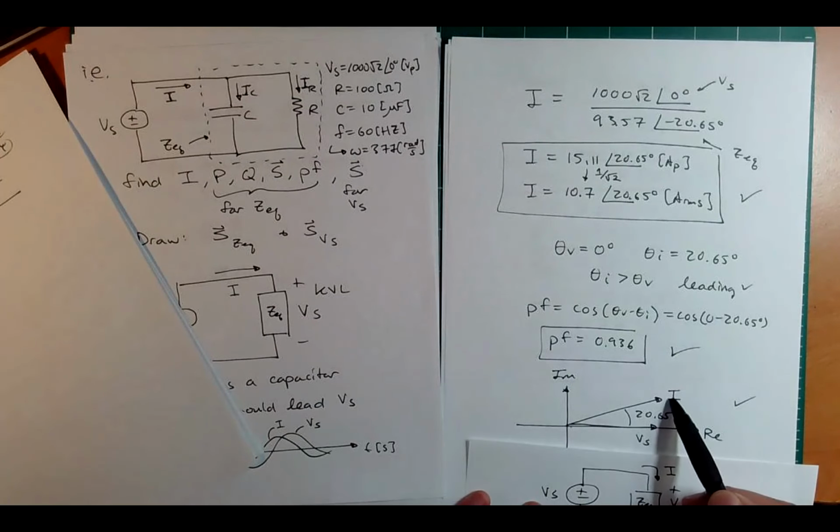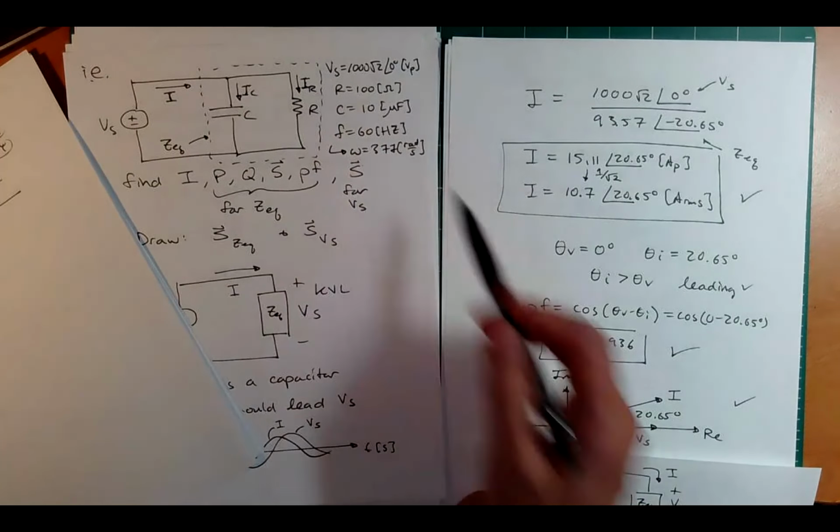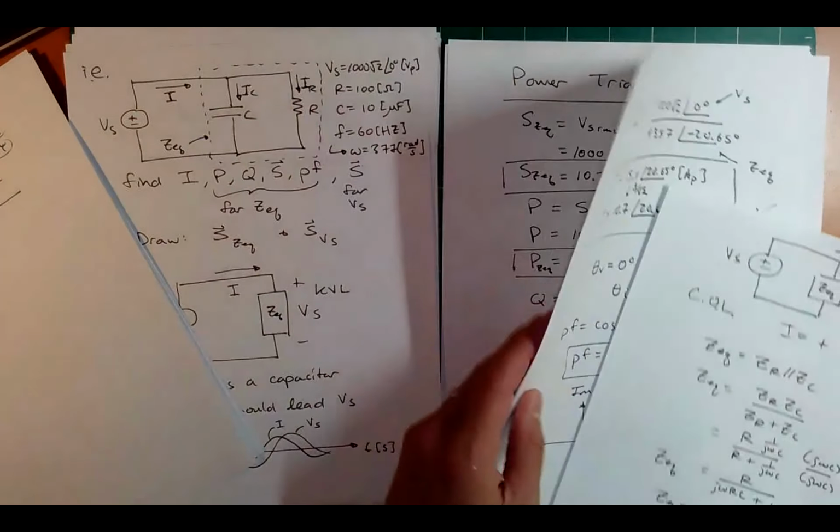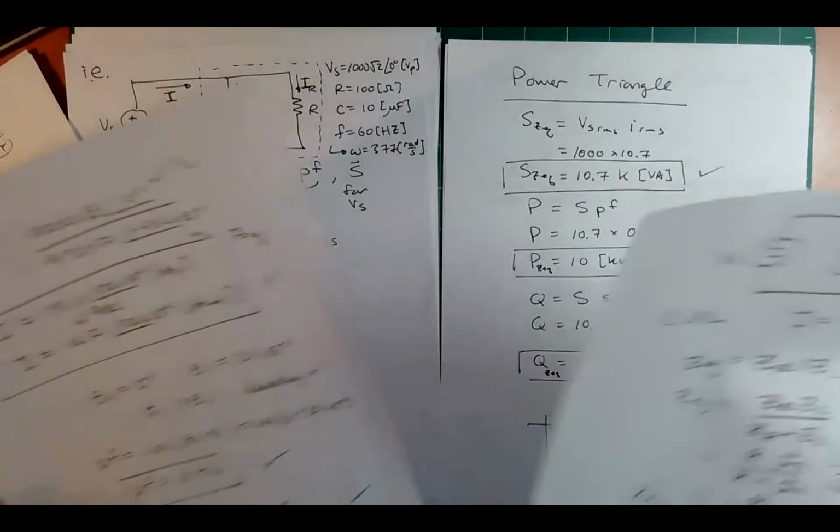And so we should see I going up, VS flat. VS is 0, I is up. Yay. Leading capacitive. Okay, let's keep moving.